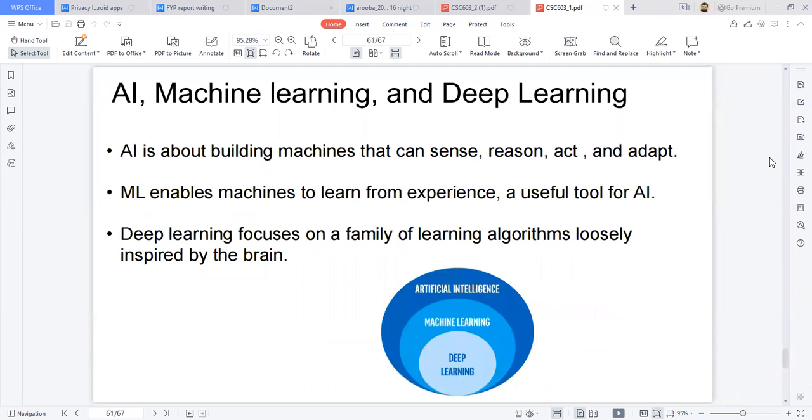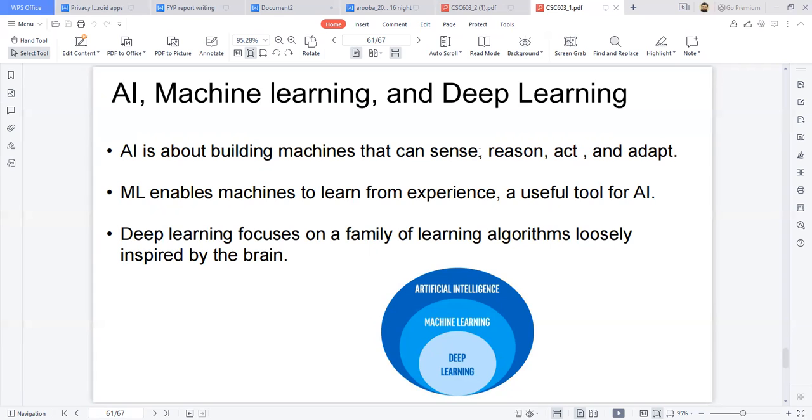So AI, machine learning, and deep learning, what are these? AI is the parent of all. AI is the main thing, as we discussed, about what we have to do. But how we will do this is the subset of AI, machine learning. And what machine learning cannot do will be done by deep learning, an advanced form of machine learning. AI is about building machines that can sense, reason, act, and adapt.